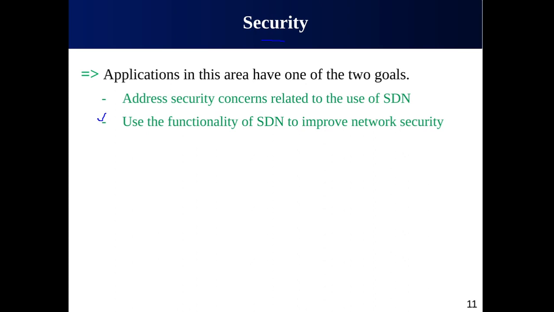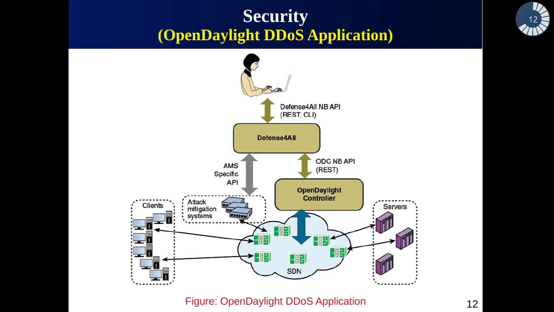An example of an architecture that focuses on this second objective is the OpenDaylight Distributed Denial of Service application. This OpenDaylight DDoS application uses the existing SDN functionality to improve the network security. How? Let us see.